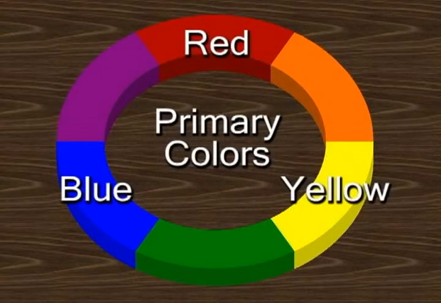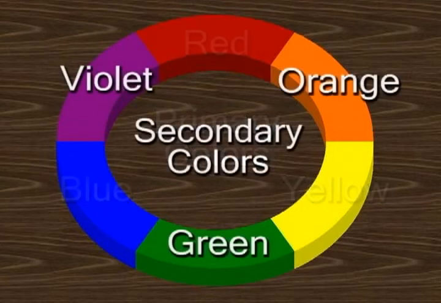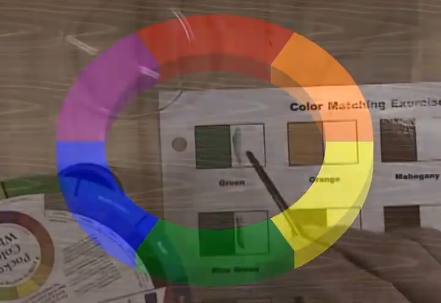The primary colors are red, yellow, and blue. They cannot be obtained by mixing any other colors. All other colors are made from these three, plus black and white. Secondary colors are made from mixing theoretical equal amounts of two primary colors. Orange, green, and violet are the three secondary colors.